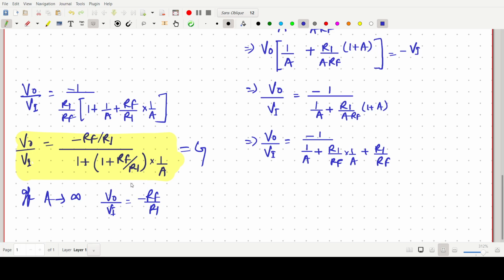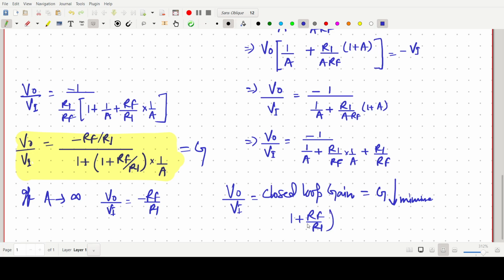Okay, and if we have to minimize the dependence of closed loop gain, means V naught by Vi, on the open loop gain A, we have to take 1 plus Rf by R1 value to be very less than A. If we take this value as smaller, then we can minimize the dependence on the open loop gain. So this one is the expression, V naught by Vi equals minus Rf by R1 by 1 plus 1 plus Rf by R1 in bracket 1 by A.